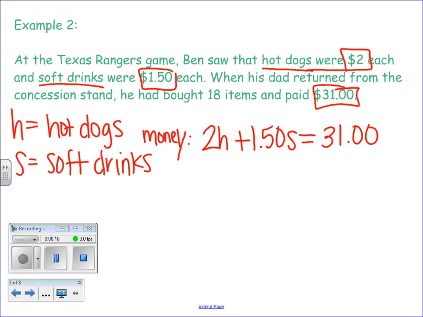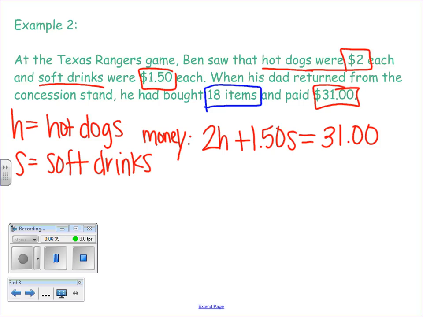I've got my money. Now, what other information from that system do you think I probably need to include? What do you think, Coach Wallace? Looking for items. Items. It's got 18 items. Exactly. 18 items. And what did those items consist of? Soft drinks and hot dogs, because we already defined those as our variables.